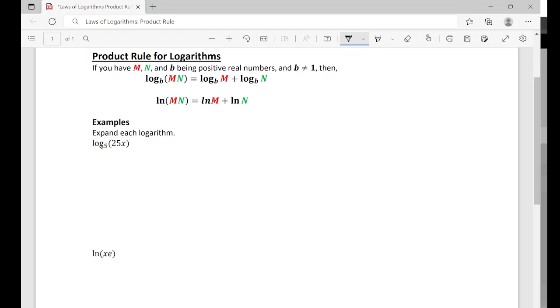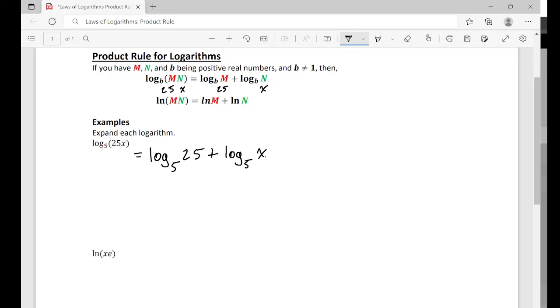We're going to take log base 5 of 25x, and we're going to expand it. In here, I see that 25 and x are multiplying. So essentially here, 25 is m, and x is n. So we can just separate it like that. So when we do that, we're going to have log base 5, because everything is log base 5 here for this expression, of 25 plus log base 5 of x. We took what's inside the argument and separated it out into two.